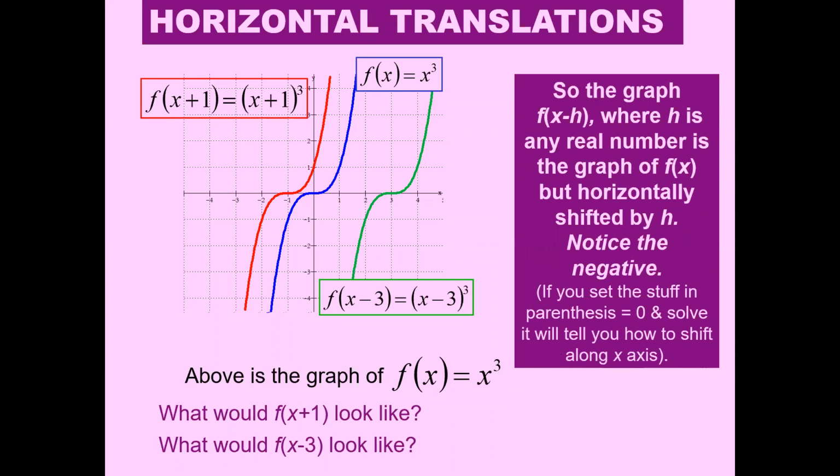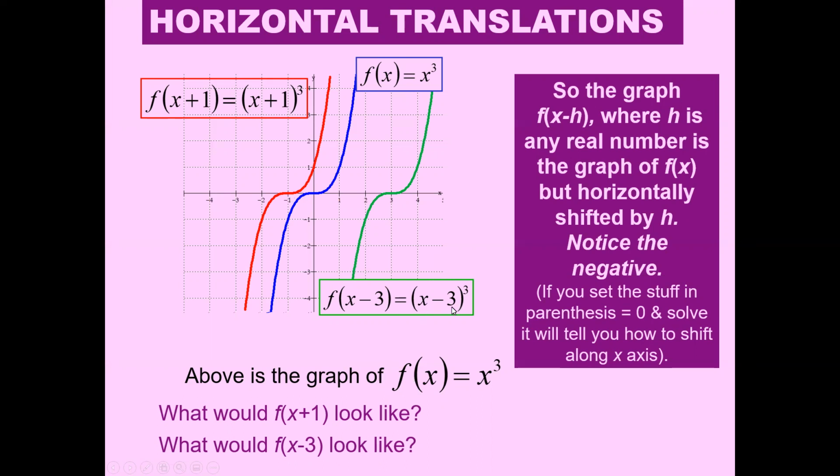So the graph f of x minus h, where h is any real number, is the graph of f of x, but horizontally shifted by h. Notice negative. If you set the stuff in the parentheses equal to 0, and if you solve, it will tell you how to shift along the x-axis. Okay, very quickly. If the stuff inside the parentheses is x plus 1, and you put it equal to 0 and solve for x, that's going to give you a -1. So you know that it's going to be shifted to the left by 1.